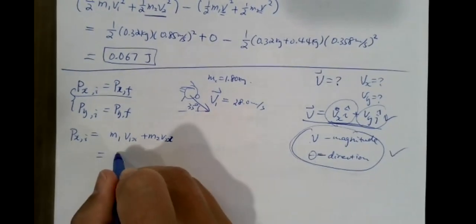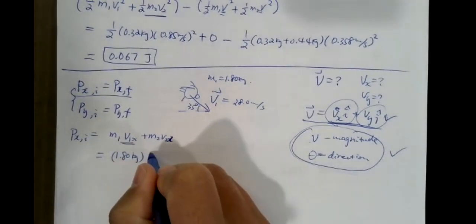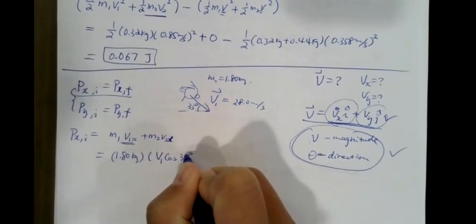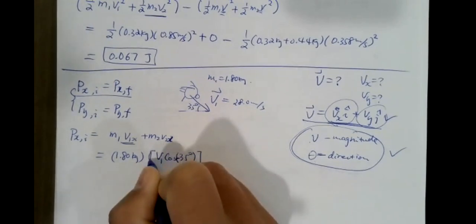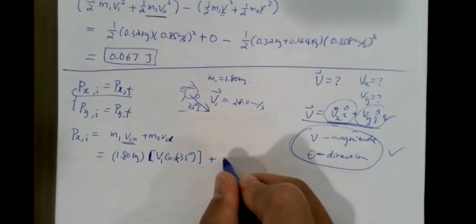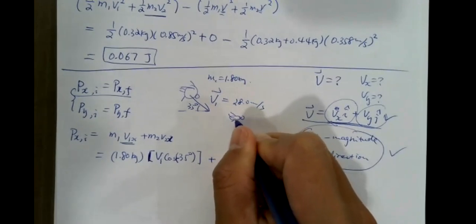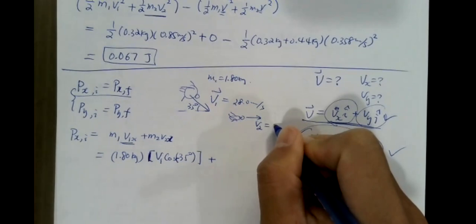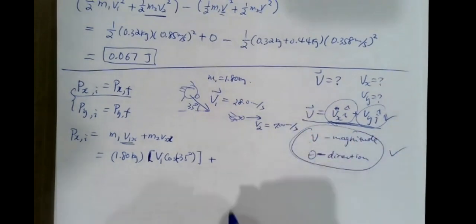So this is 1.8 kilograms times V1x. So it'll be V1 cosine of the 35 degrees. In this case it says downward, so that means negative 35, but cosine of a negative angle is still positive. M2, for the small dove, is going in that direction. V2 is given just in the horizontal direction, so 7 meters per second in the horizontal direction.